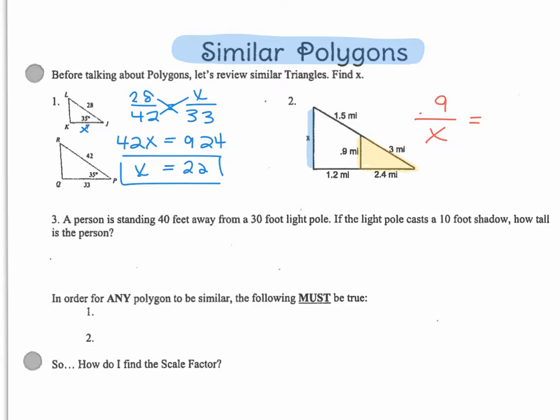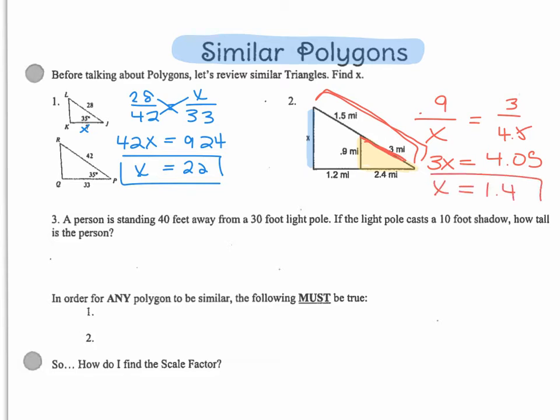And then if I pick any other side, what's another little side of the triangle you want to use? Well, let's use 3. 3 is this side of my little triangle. So 3 corresponds to this whole side, which is 4.5. Now to solve, I'm going to cross multiply. So I have 3x equals 0.9 times 4.5, which is 4.05. And if I divide by 3, x is going to equal 1.4. So hopefully you've remembered how to solve a problem when you have two similar triangles.